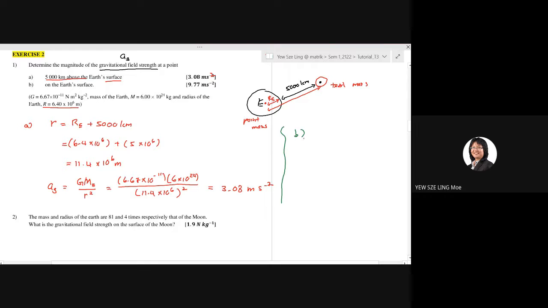Now for questions B. Okay, questions B, what happens now is, you have an object that is just on the surface of the Earth. All right, so you need to use the RE. So your R is now equals to the radius of the Earth, which is equals to 6.4 times 10 to the power of 6 meter. Right? So AG is equals to GME again over R squared, which is now equals to 6.67 times 10 to the power of negative 11 times with the M, which is 6 times 10 to the power of 24, still the same point mass, divided by 6.4 times 10 to the power of 6, okay, which is then equals to 9.77 ms negative 2. Okay, 9.77 ms negative 2.